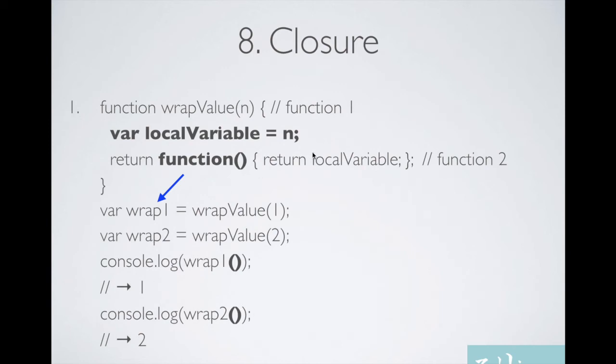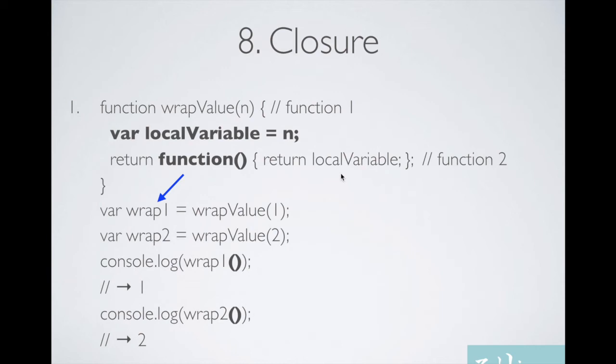That means the second function here returns the local variable. The local variable is still accessible even when wrapValue is already done. This idea allows you to access a variable that is created by another scope, another function, which was destroyed, like done its job. This concept is called closure.